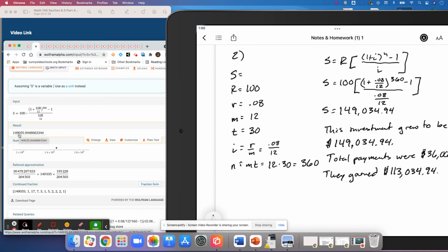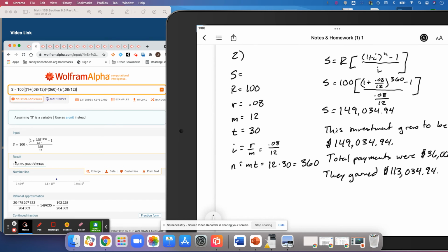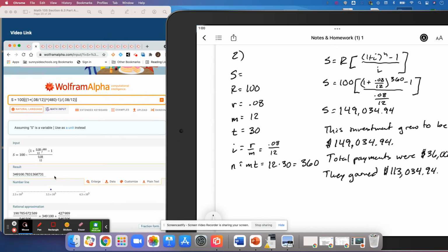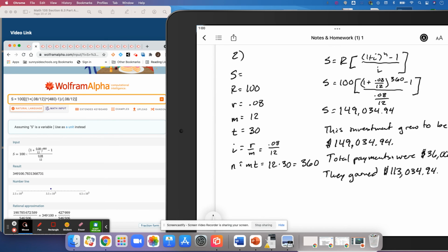And so let's just, for the purpose of taking a look at it, we're about $150,000 here. Let's see what would have happened if it had been left in there for 40 years instead. Let's see what the difference of 10 years makes. So it would go from 150,000 to 350,000 if it was left there for 10 more years. So a gain of about $200,000 in 10 years for doing nothing other than just putting another $100 away every month for 10 more years.